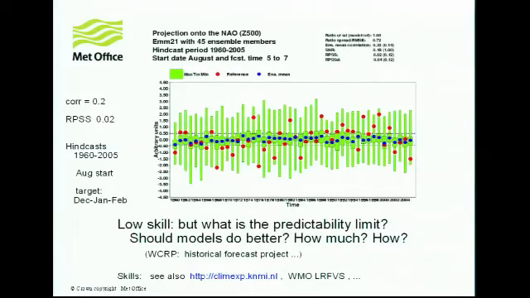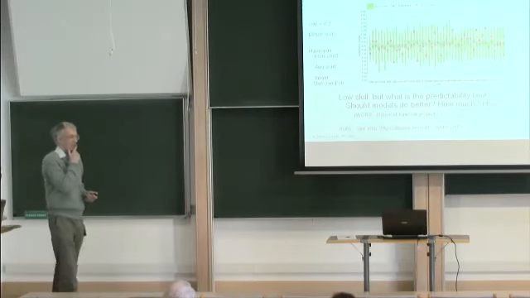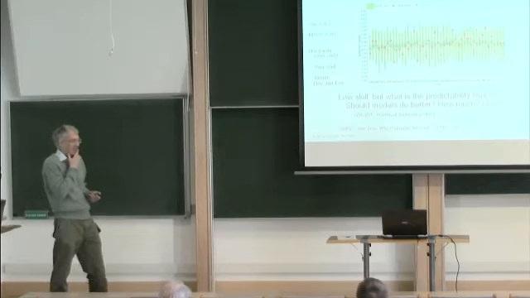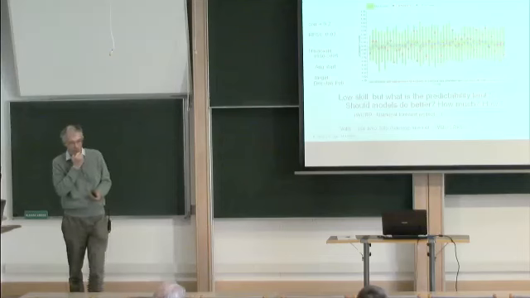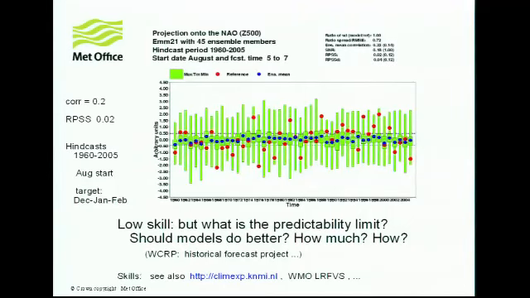Which raises, of course, the question, what's actually the limit of predictability here? Is this the best the forecast models can do? Is the NAO inherently unpredictable, and this correlation of 0.2 is in some senses the best you can do? We obviously think you can do better. There's obviously room for improvement, but it's a little bit hard to judge how much better you should expect the model to do for a hard target like the North Atlantic Oscillation.